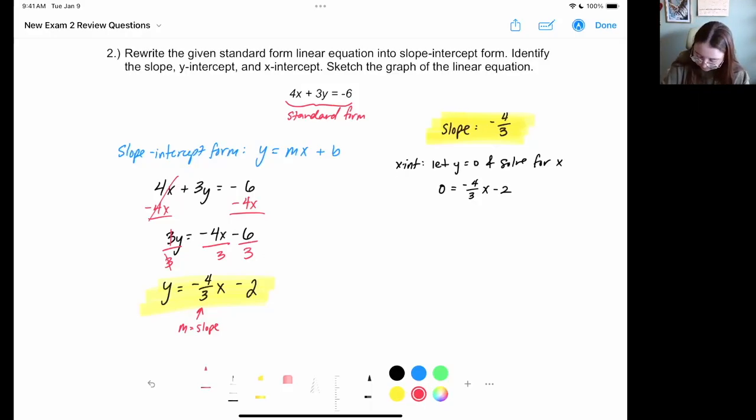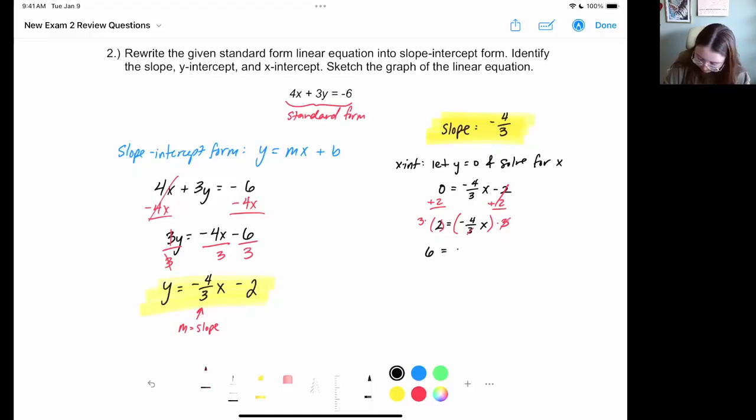So to solve for x, we're going to add 2 to both sides. So we get 2 is equal to -4/3 x. Now we don't want this fraction here. We need to get rid of the fraction. So you do have two options. You can either multiply by the reciprocal, or you can just take 2 steps instead. So we can get rid of the 3 by multiplying each side by 3. So that'll get rid of our denominator.